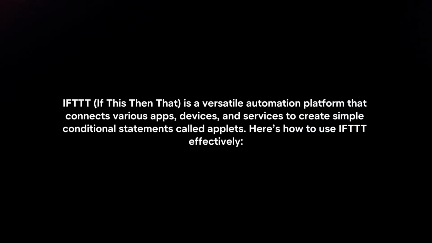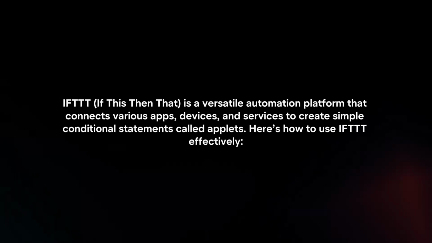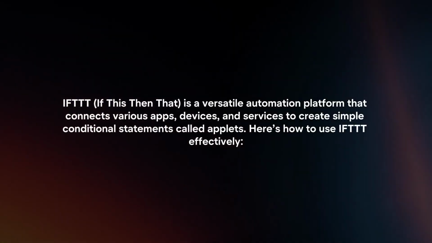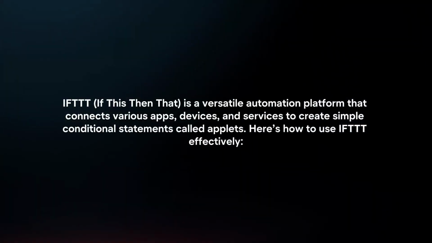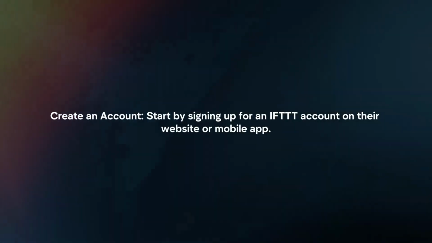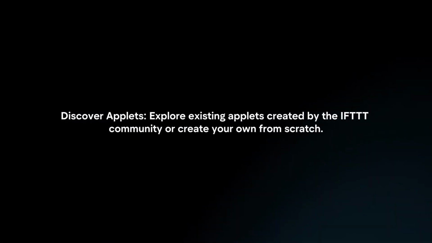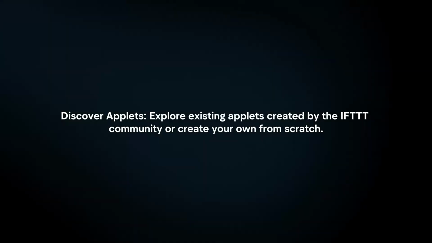IFTTT is a versatile automation platform that connects various apps, devices, and services to create simple conditional statements called applets. Here's how to use IFTTT effectively. Create an account. Start by signing up for an IFTTT account on their website or mobile app. Discover applets. Explore existing applets created by the IFTTT community or create your own from scratch.